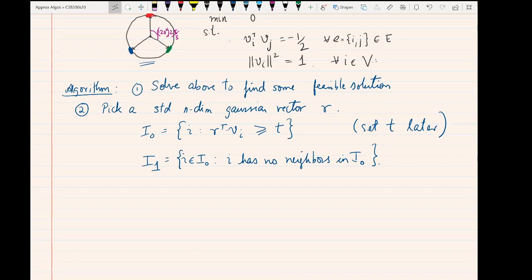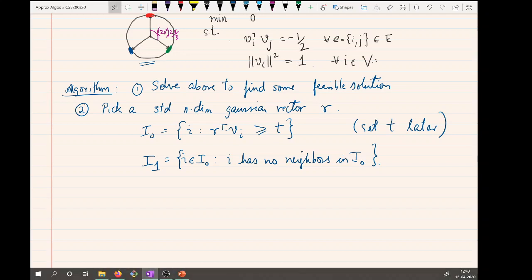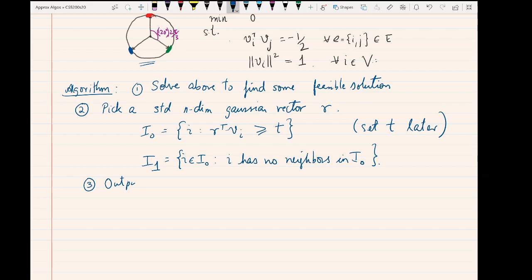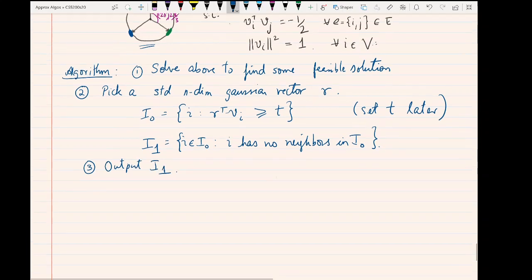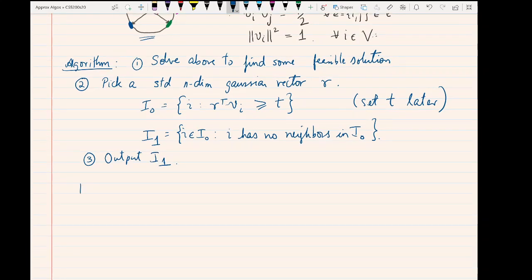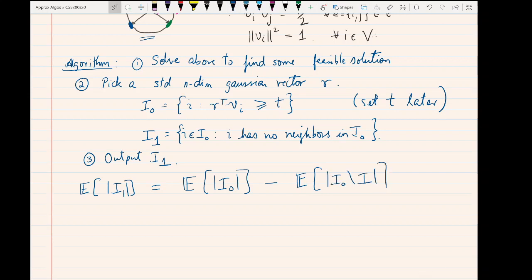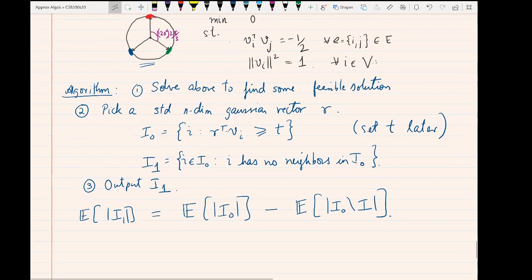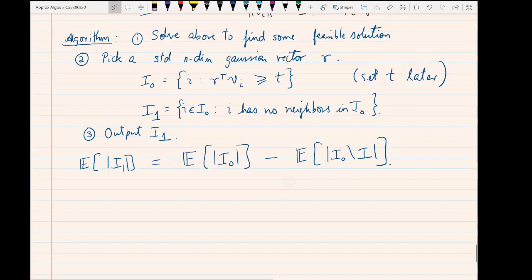And the goal is to analyze. So clearly I1 is an independent set, and that is the one that we will output. So to analyze the expected value of the size of I1, we are going to look again, like before, at the expected size of I0 minus how many we have removed. So what is the size of the set I0?